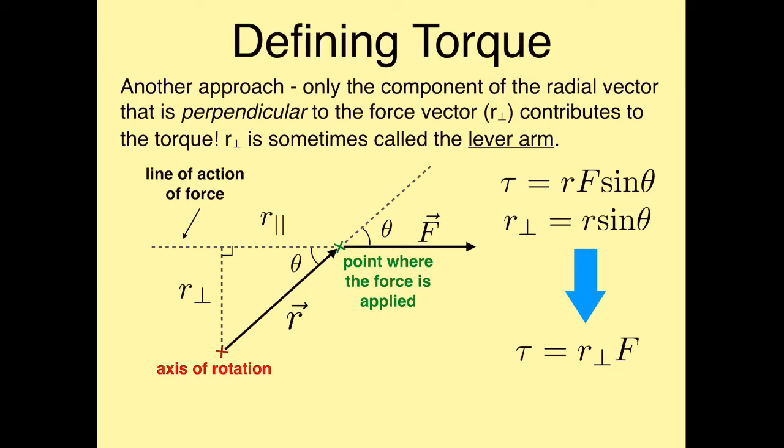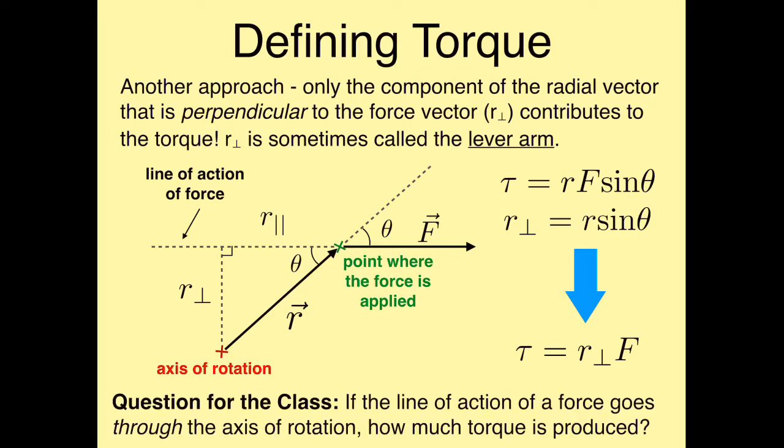So sometimes we call R perpendicular the lever arm. That's just some terminology that you might come across from time to time. But the point is, the first equation we came up with for torque, which is RF sine theta, and the second one, which is R perpendicular times F, they're completely equivalent. They're just different ways of thinking about the same concept.